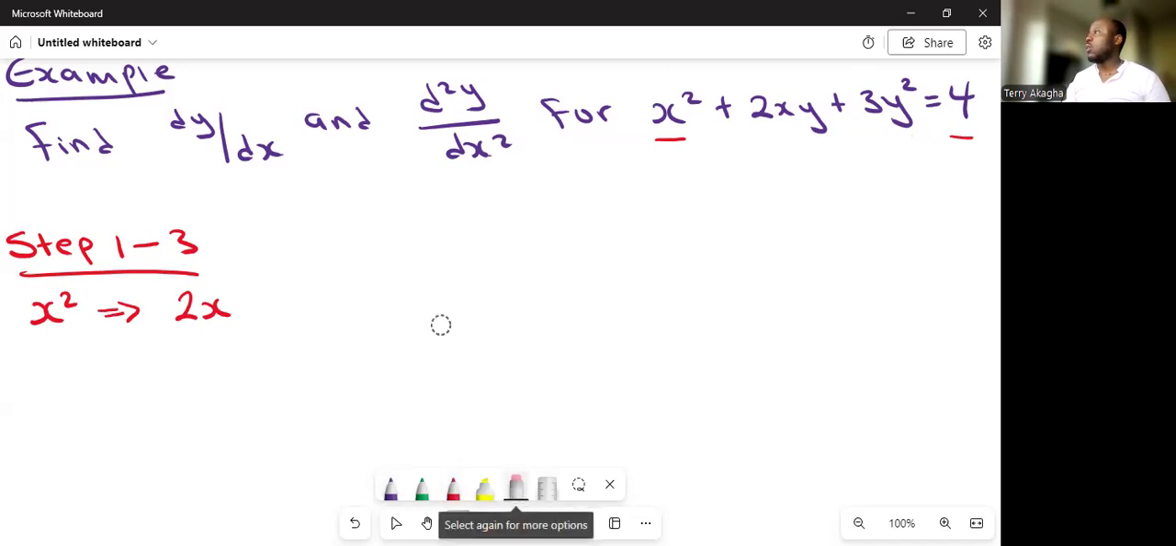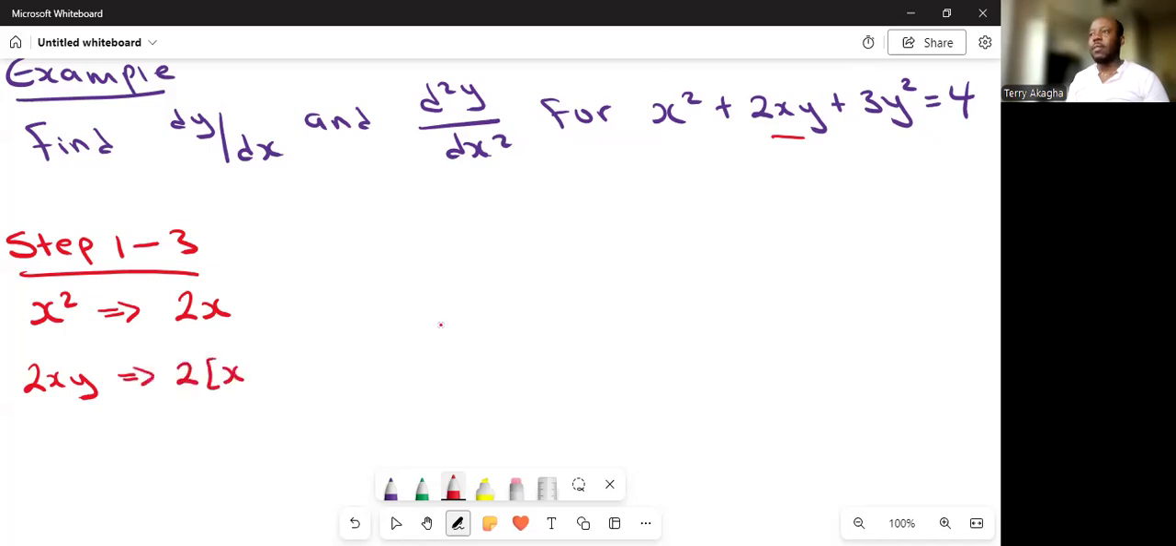So 2xy. Now, remember I told you in step 3 that all the rules of differentiation apply. You can see we have both x and y, so we're going to apply the product rule. You can rewrite this as 2 into bracket xy. Are you seeing it? Because x is multiplied with y, that means we have to use what? Product rule.